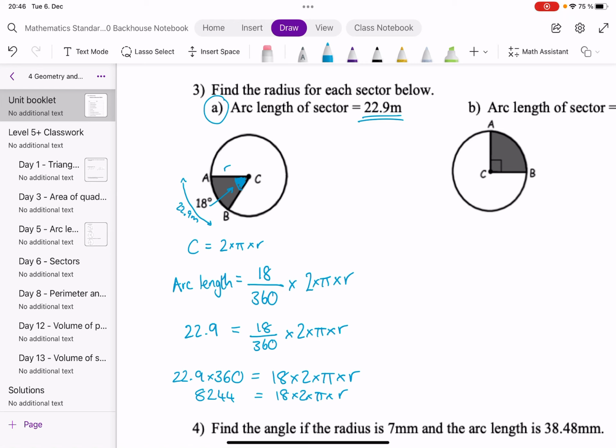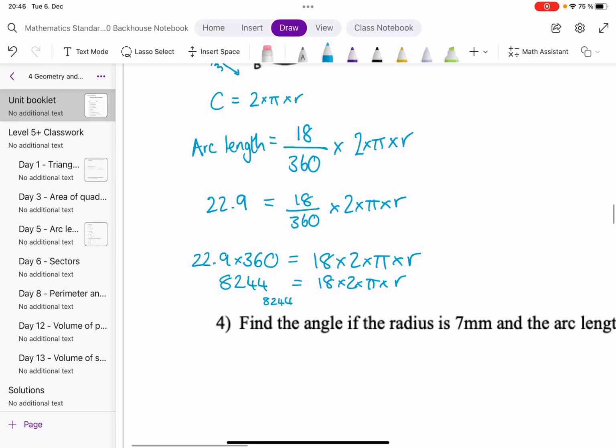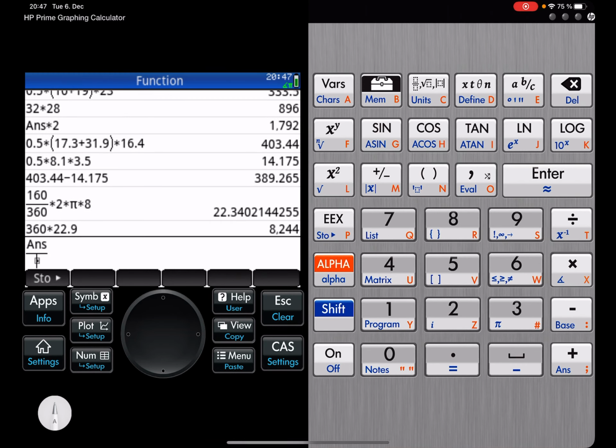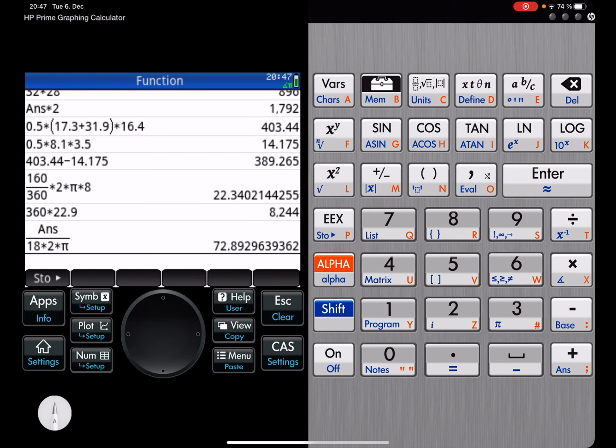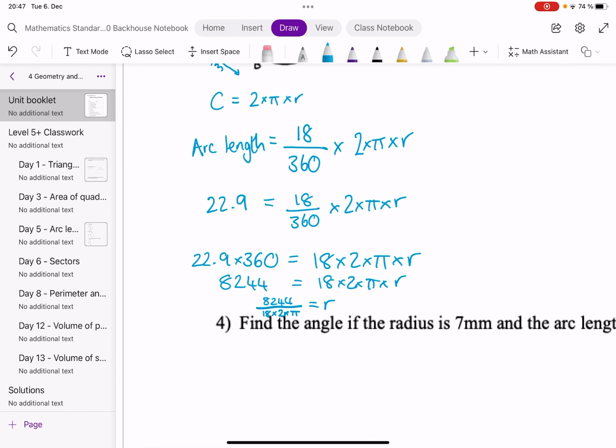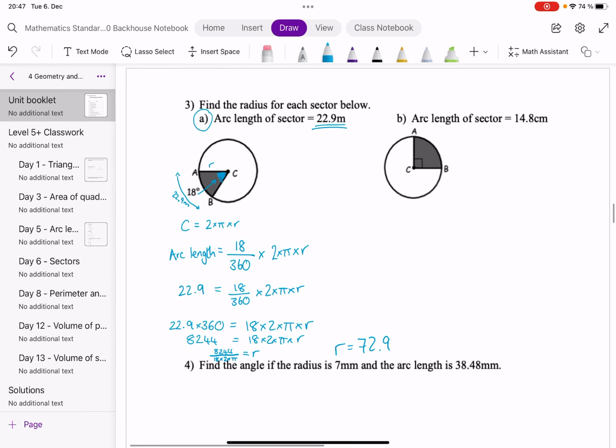I'm running out of space here, so I'll do 8,244 divided by 18 times 2 times pi. And then I'd be left with r. And then I can calculate that. So I'm going to take that answer from before, 18 times 2 times pi. There we go. Let's round that to 72.9. r equals 72.9. Right, let's check. Does that seem somewhat sensible?